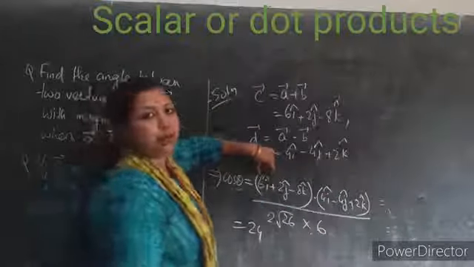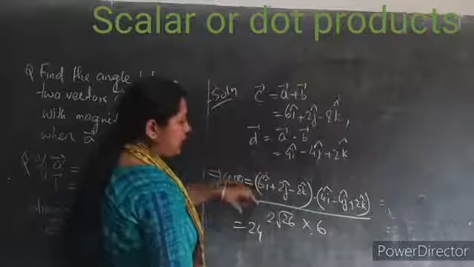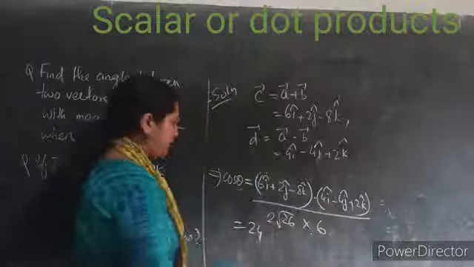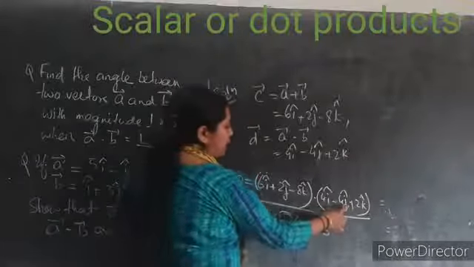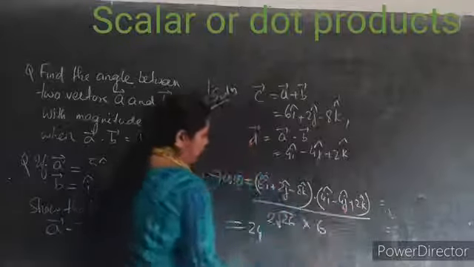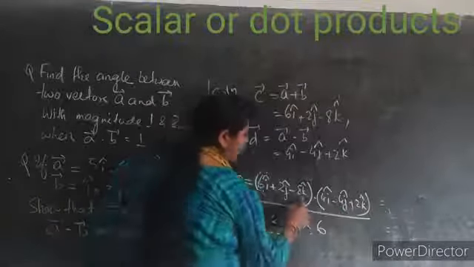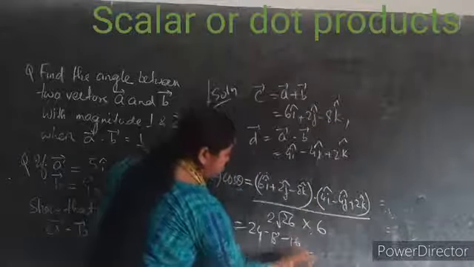Because why? i cap dot j cap is what? 0. So only the similar caps will be remaining. Similarly, in case of 2j, you cannot multiply with i, you have to directly multiply with j. Then what are you getting? 24 minus 8. Then the k part we multiply only with the k part, that is minus 16.